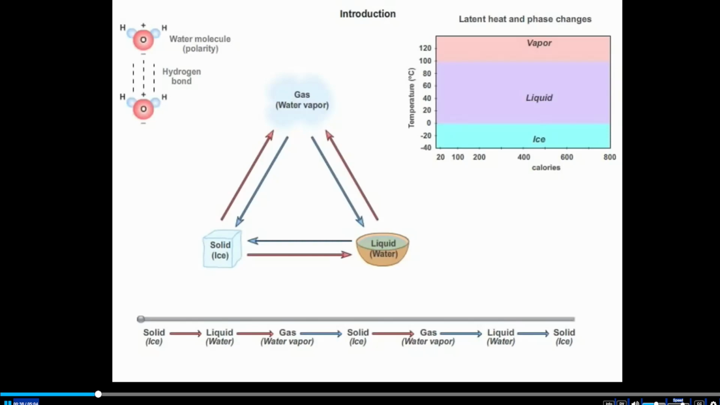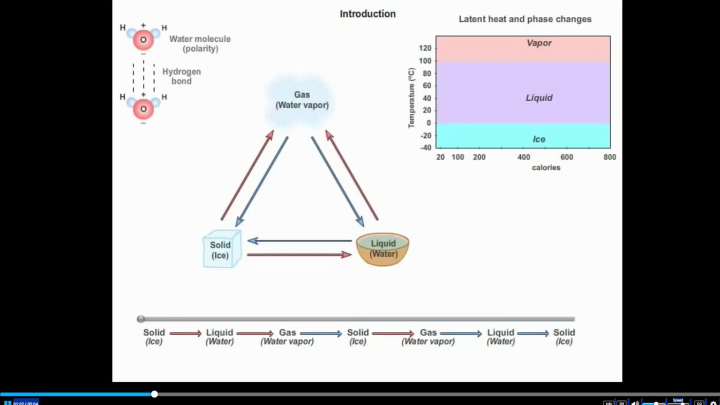In order for water to change states from solid to liquid and from liquid to gas, these hydrogen bonds between water molecules must be broken, and this requires energy. In this animation, we will follow 1 gram of water as it changes from solid to liquid, from liquid to gas, and from gas to solid.